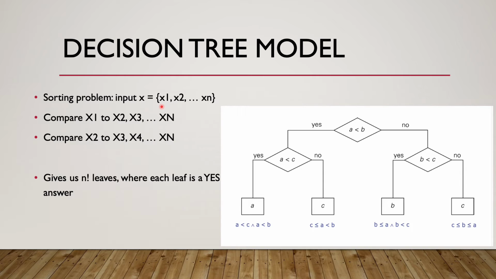To make sure all are distinct, we need to compare x1 to x2, x3, through xn. Then we go on and do x2 to x3, x4, through xn, and so forth. What this gives us is n factorial leaves, where each leaf is a yes answer, yes being all elements are distinct. As we see on the right, we have 3 elements, A, B, and C, and at the bottom our leaf nodes are 1, 2, 3, 4, 5, and 6. I'm going to go ahead and prove this.